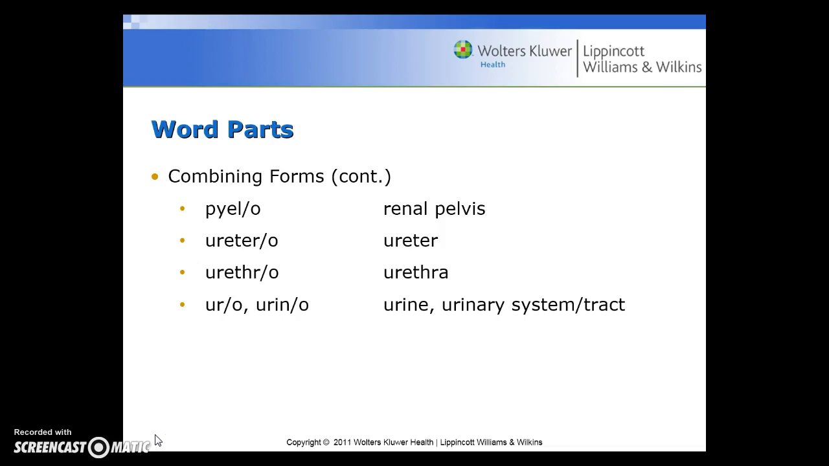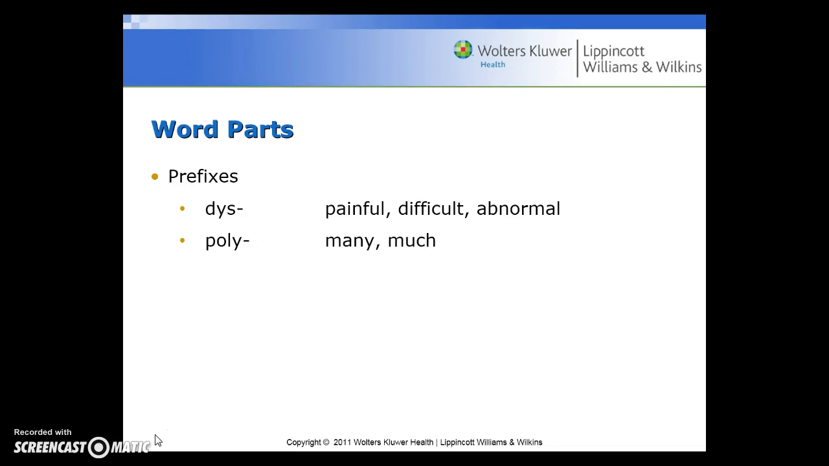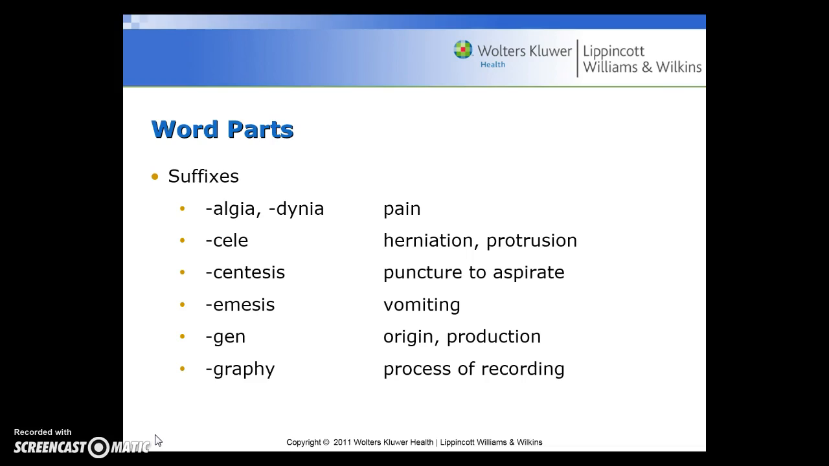Pilo for the renal pelvis, uretero for the ureter, urethro for urethra, uro or urino for urine or the urinary system tract. Common prefixes that you might see are dys for painful, difficult, or abnormal, or poly for many or much. Common suffixes for this system are algia and dynia for pain, cele for herniation or protrusion, centesis for puncture to aspirate, emesis for vomiting, gen for origin or production, and graphy for the process of recording.